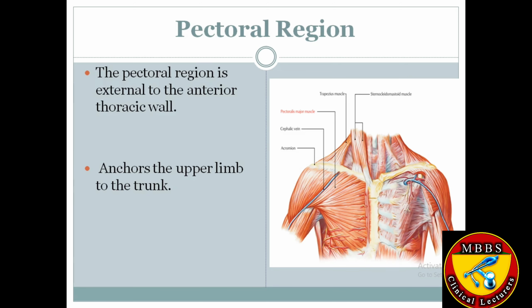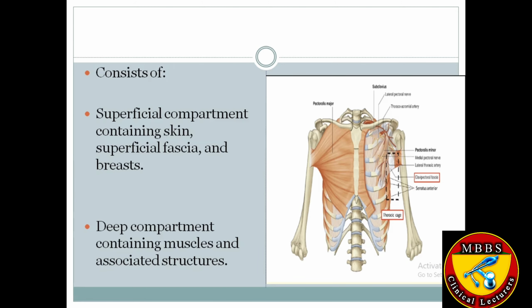The pectoral region is external to the anterior thoracic wall. It anchors the upper limb to the trunk. The pectoral region comprises two compartments. The superficial compartment consists of skin, superficial fascia and breast. When we remove the superficial compartment, we can see the muscles and the associated structures. This is the deep compartment of the pectoral region.